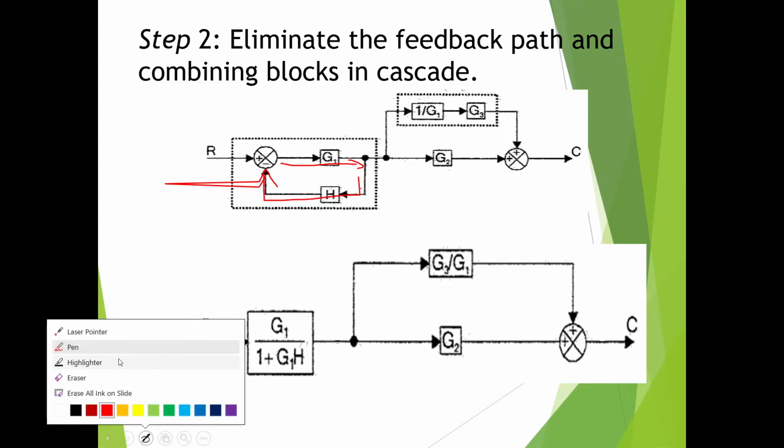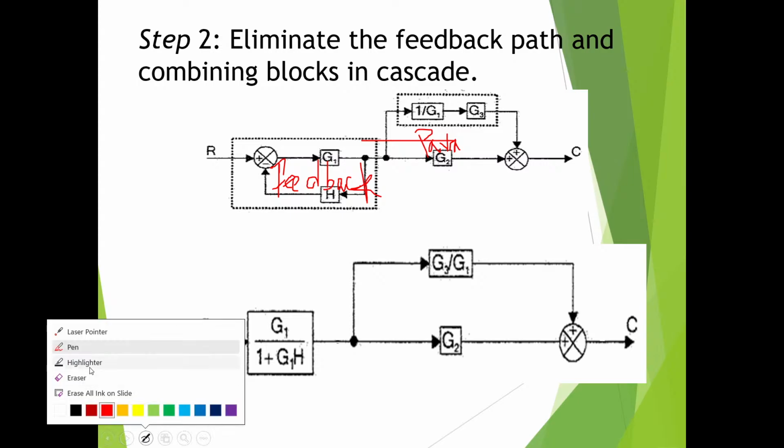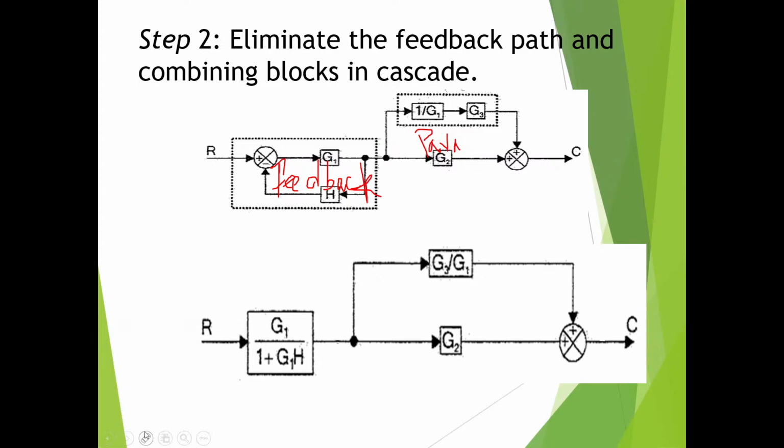So I will erase all links and I will mention. This is the feedback loop, because there is a return path. And these two elements, of course, they are cascade, and this cascade combination and G2 are in parallel to each other. Parallel. Okay.